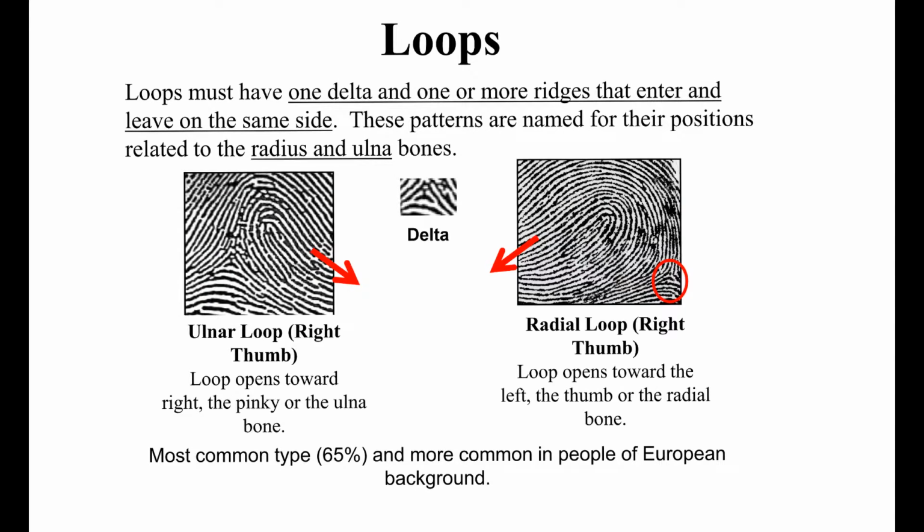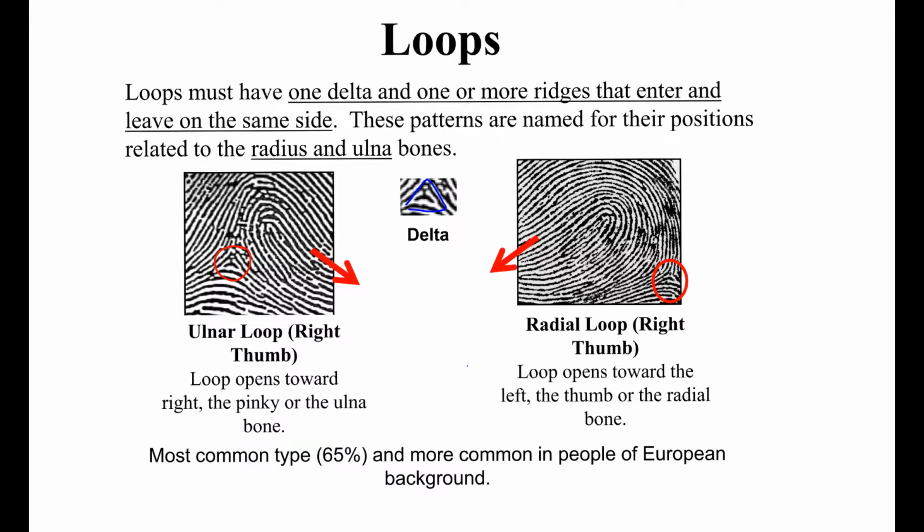Loops are the next category. So loops always have at least one delta. So really quick, let me show you what the delta looks like. If you look at the middle of the page, this little triangular piece right here, that's your delta. On this picture, I've circled it for you right here. I did not circle it on this picture, but I will go ahead and do so now. So right there, those two spots, that's where your delta is.